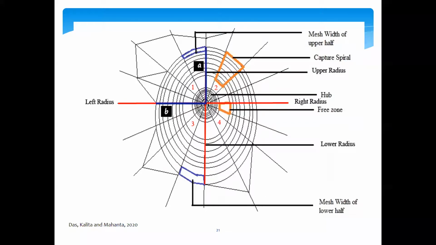Now, since the hub has been displaced, we cannot take either the upper radius or the lower radius alone. Rather, we have to take the average of both to find the entire area of the ellipse. So the upper radius plus the lower radius divided by 2 gives you the value of A, whereas the left radius plus the right radius divided by 2 gives us the value of B. Then pi A B gives you the entire area of this ellipse. This will be the total web area.